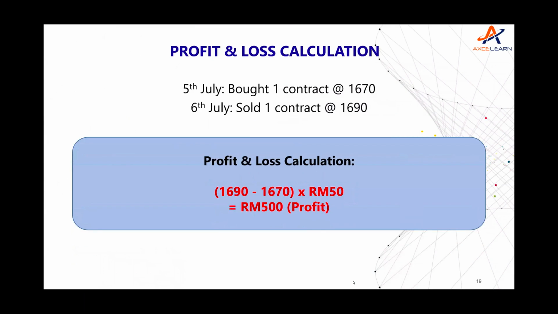So how do you calculate your profit and loss? You take 1690, which is your selling price, minus your 1670, which is your buying price. The difference is 20 points. You times with Ringgit Malaysia 50, because every point is already fixed at Ringgit Malaysia 50. So your total profit will be, I think this is a calculation error. It should be 1,000 profit. Yes, definitely, because there's a 20 points difference times Ringgit Malaysia 50, it will be 1,000 profit.